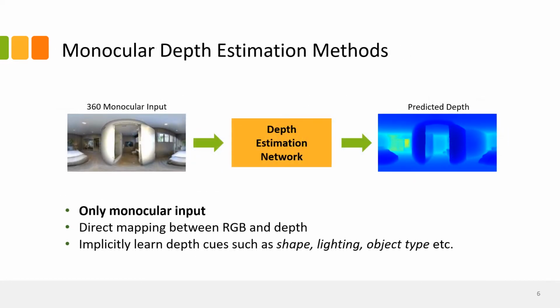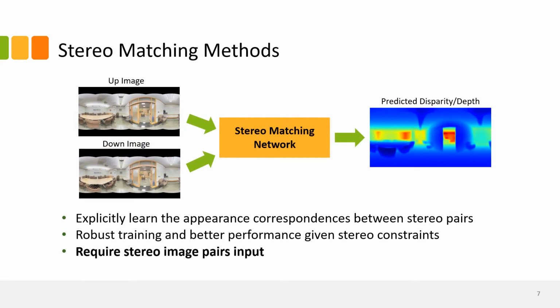To recover 3D information from 360 monocular input, existing methods often use a single deep neural network to directly learn the mapping between RGB and depth. Various depth-related cues, such as shape, lighting, and object type, etc., are implicitly learned during training. On the other hand, stereo matching methods explicitly learn the appearance correspondences between stereo pairs. We can achieve robust training and better performance if stereo geometric constraints are given. Stereo methods, however, require at least a pair of images as input. So can we use this when we only have a single input image?